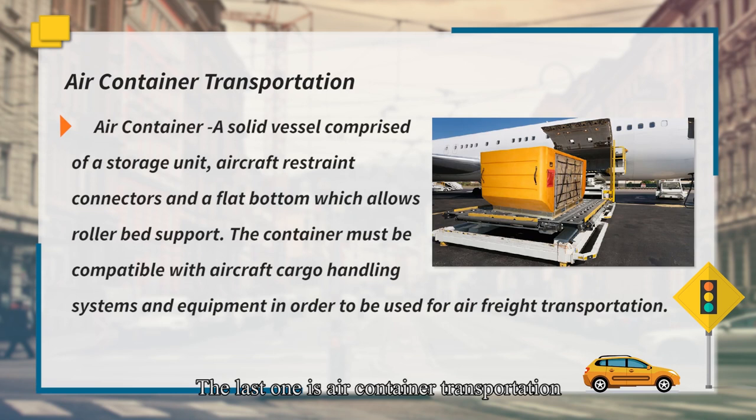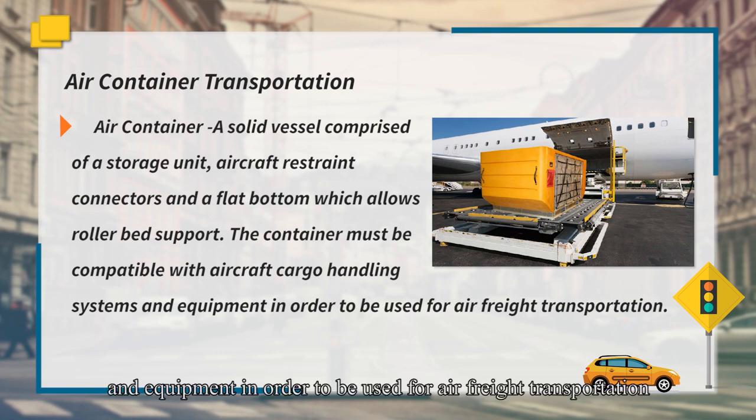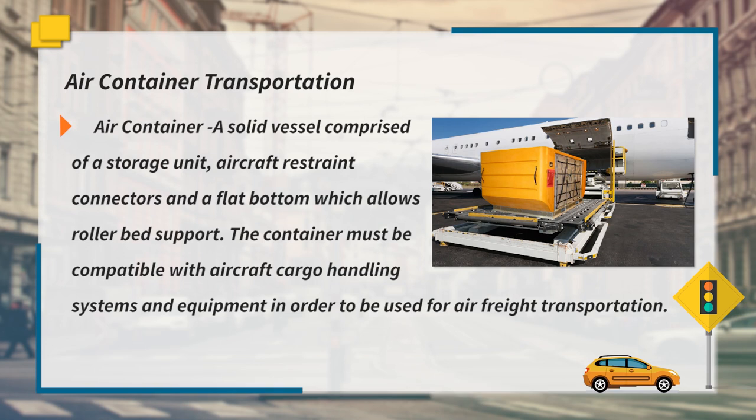The last one is air container transportation. An air container is a solid vessel comprised of a storage unit, aircraft restraint connectors, and a flat bottom. The container must be compatible with the aircraft cargo handling system and requirements in order to be used for air freight transportation.